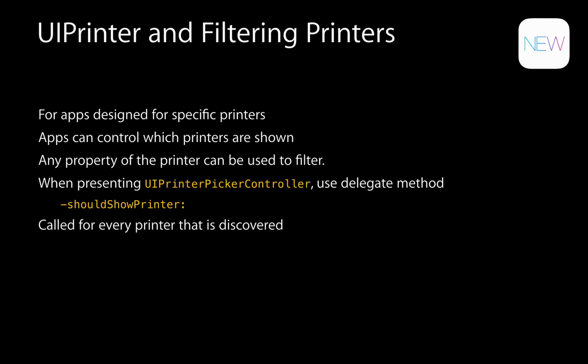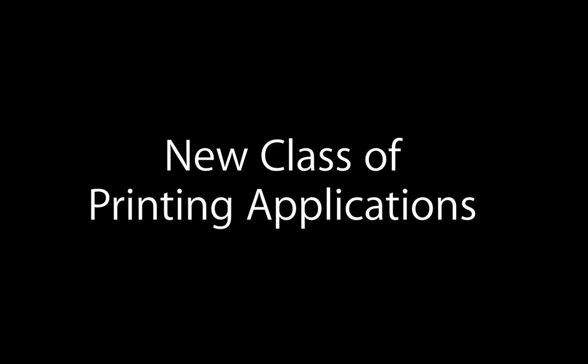Okay, so like I said, you can filter out printers in the printer picker. This is for apps designed with specific printers in mind. If you really only want your app to be used with receipt printers or with a specific type of printer, this is what you do. Any one of those properties on the UIPrinter you can use to filter. When you present the UIPrinterPickerController, you'll just use the delegate method shouldShowPrinter. You'll return yes or no whether it should be shown. So this is called for every printer as it gets discovered, and you can choose whether it gets shown in the UI or not. So we're really excited about this.